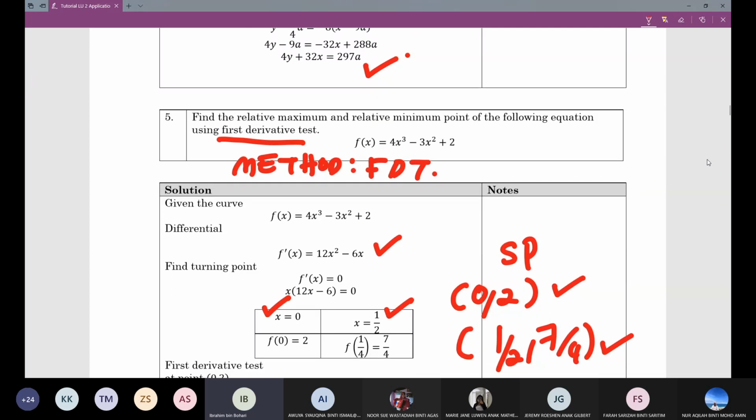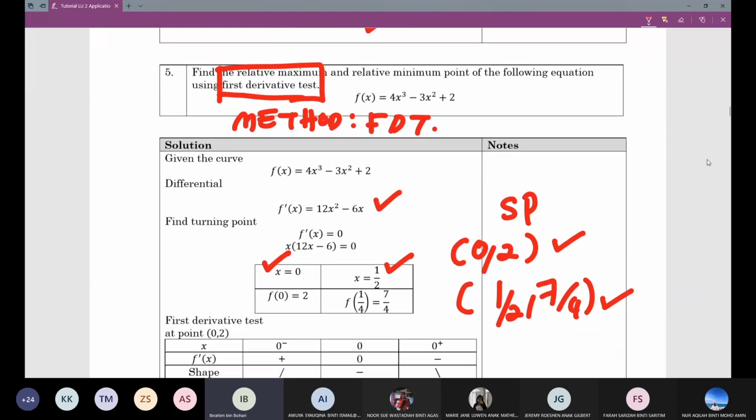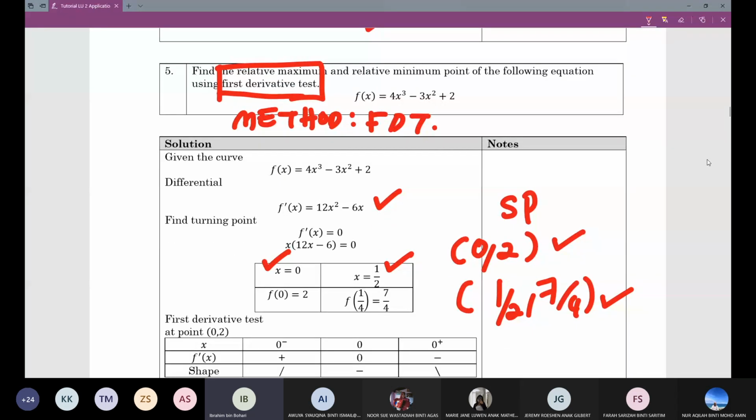For example, this one, question 5: find the relative maximum and minimum points using the first derivative test. Usually the method is specified. Or if I change question 5 to: find the relative maximum and minimum points using the second derivative test. So read the question first. If the question does not specify, for example, find the relative maximum point, full stop, it means you can choose either the first derivative or second derivative test.